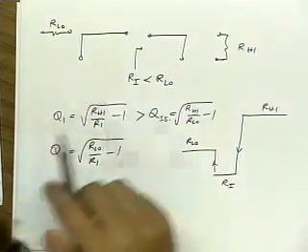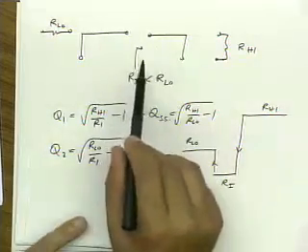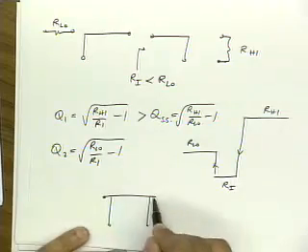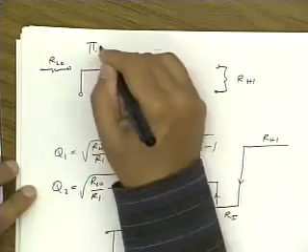Okay? And in fact, if you look at this more carefully, because these two elements are in series, this really looks like a pi, right? So we call this a pi matching network.